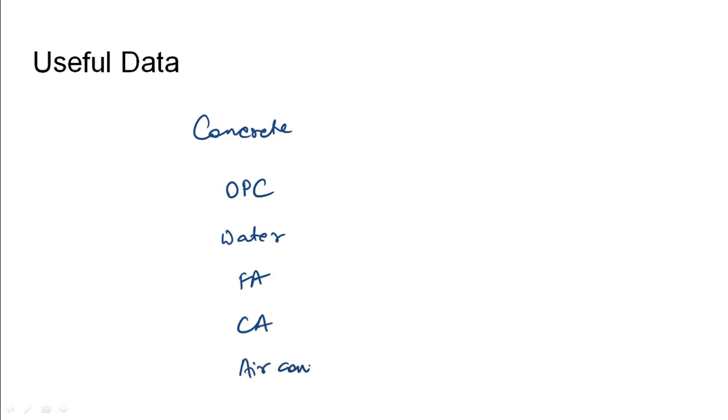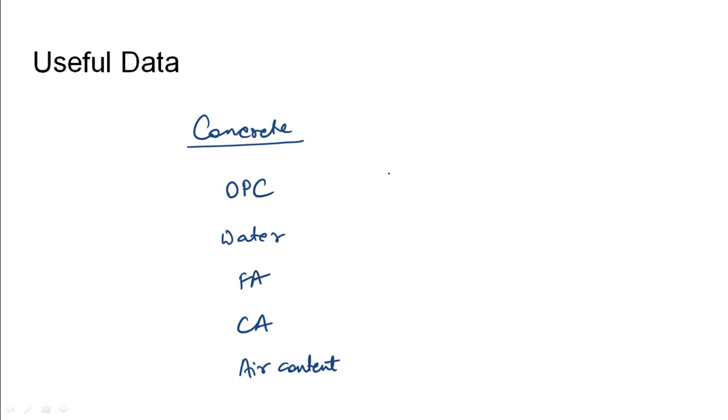So coming to the useful data, concrete will have a number of components. The first component generally will be ordinary Portland cement. This would be mixed with water. Then there would be fine aggregate, coarse aggregate, and then there will be some air content also in the concrete. So these are the number of components. Each component will have some mass per cubic meter of concrete.